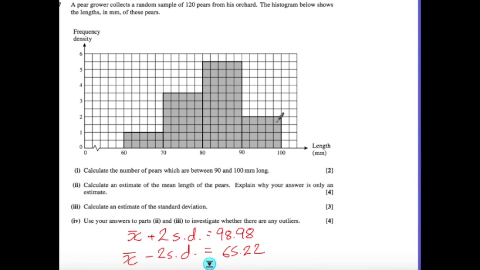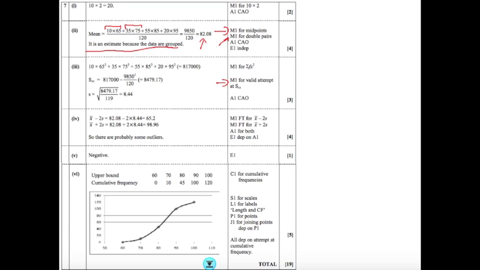So 98.98, that's about here. So we could say there's a possibility of outliers at the upper range, and then 65.22 is about, say, here. So we could say there's probably some outliers below as well. We can never be sure because it's just grouped data. So all they want is the 65.2 and 98.98. So you get 1 mark for working both of those out, an answer mark for both, and then just purely for saying there are probably some outliers gets you a mark.